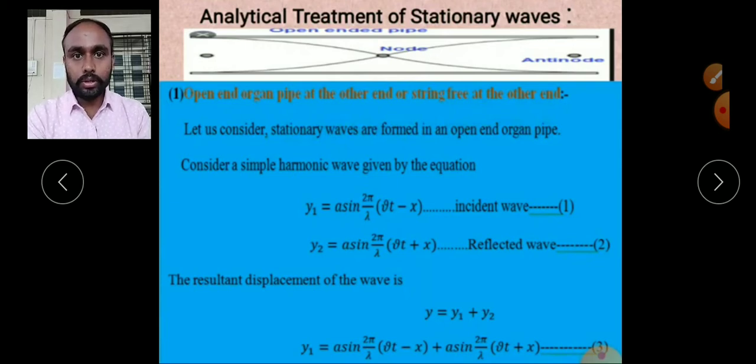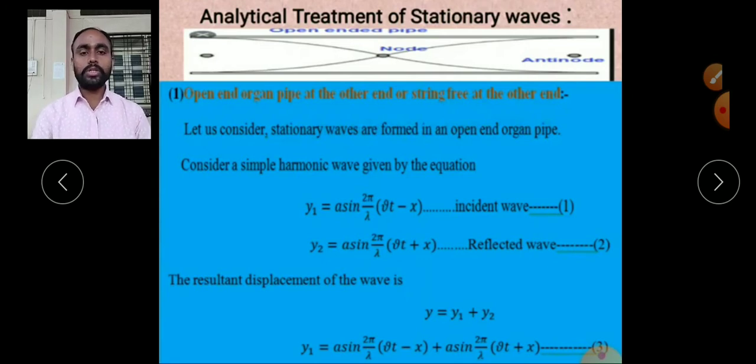Now, we know the combination of these two waves will form the stationary wave. Therefore, the resultant displacement is simply the sum: y = y1 + y2. Substituting y1 and y2 from equations 1 and 2, we get equation 3: y = a sin (2π/λ)(vt − x) + a sin (2π/λ)(vt + x).